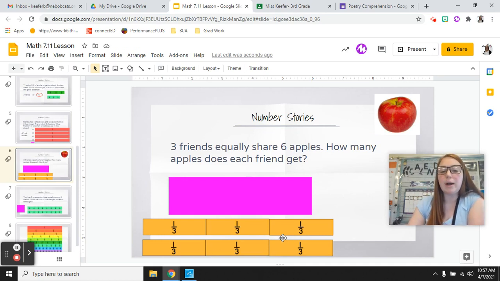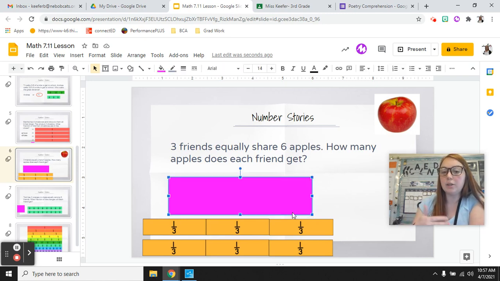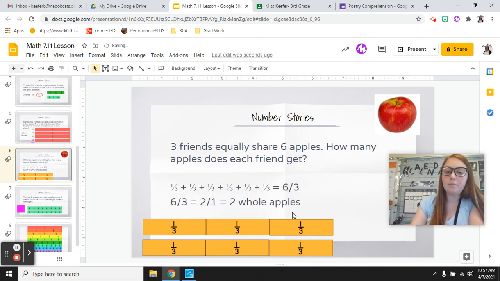How many apples does each friend get? So I put down here the fraction strips for 1/3. So each of these would represent one part of the 6 apples. So 1, 2, 3, 4, 5, 6. So if you're splitting 6 apples among 3 friends, this is what it could look like. So again, you can pause the video, try it on your own, and then you can start it when you're ready for the answer. So what it would look like would be adding 1/3 plus 1/3 plus 1/3 plus 1/3 plus 1/3 plus 1/3 equals 6/3.